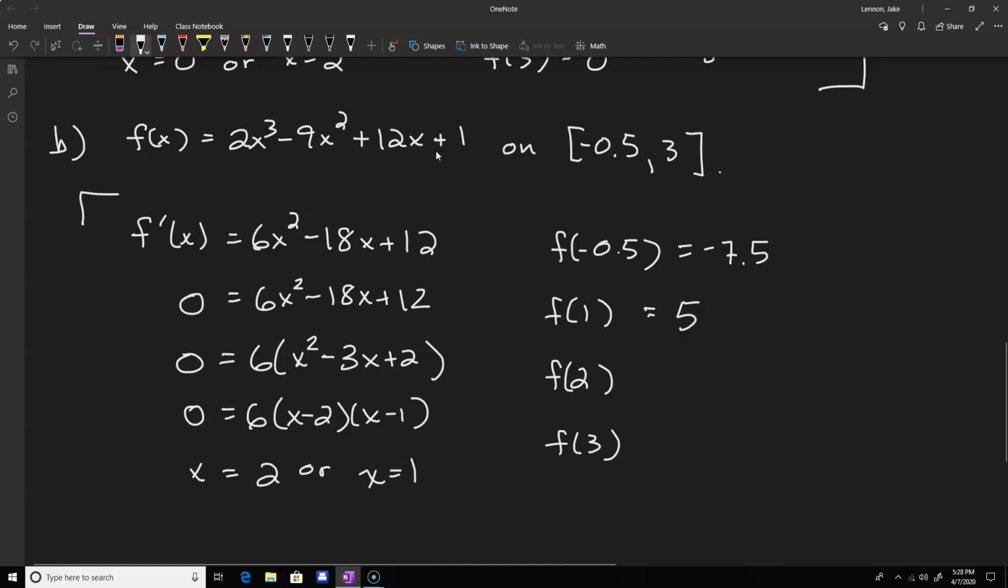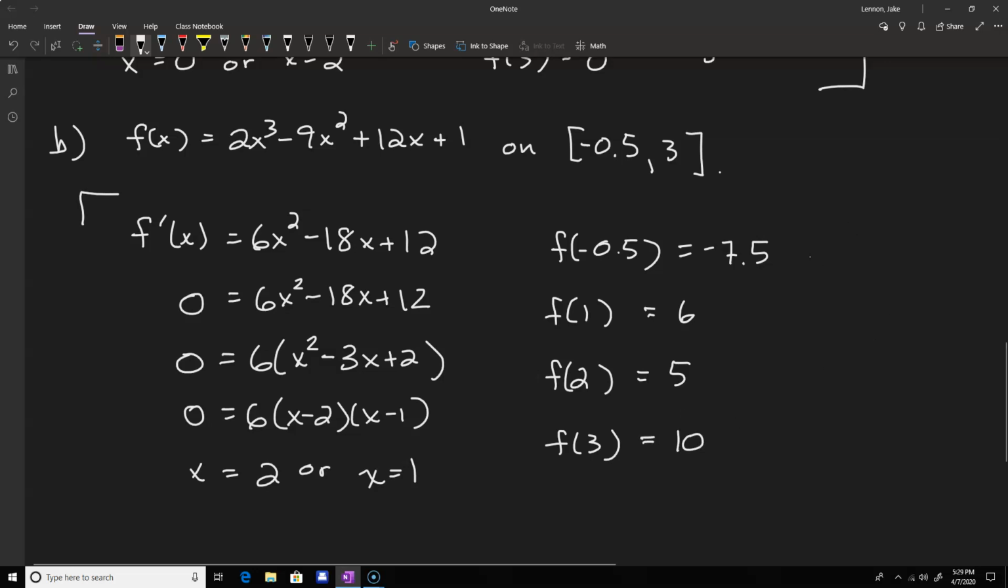Sorry, I forgot about the plus 1, didn't I? Let's see. So 14, 15, minus 9 is 6. So yeah, I forgot about the plus 1 there. If we plug in 2, we get 5. And if we plug in 3, we get 10.